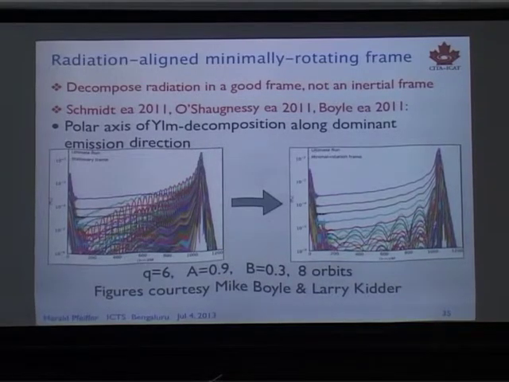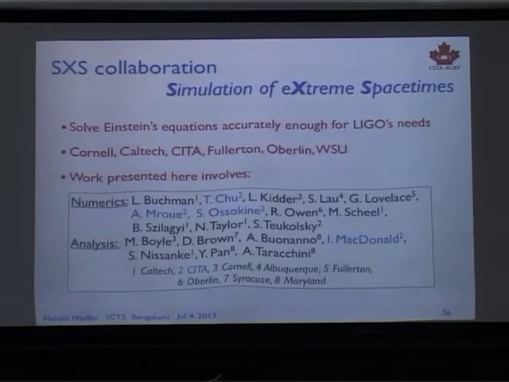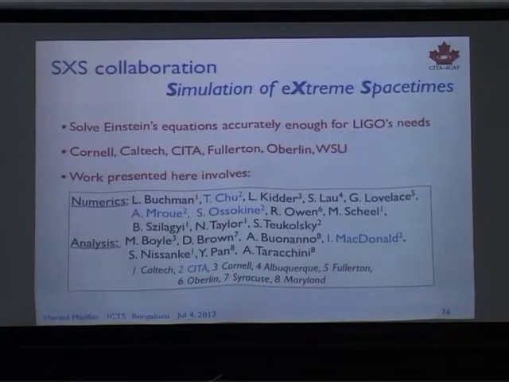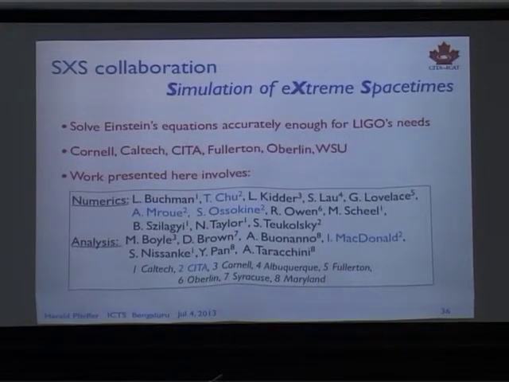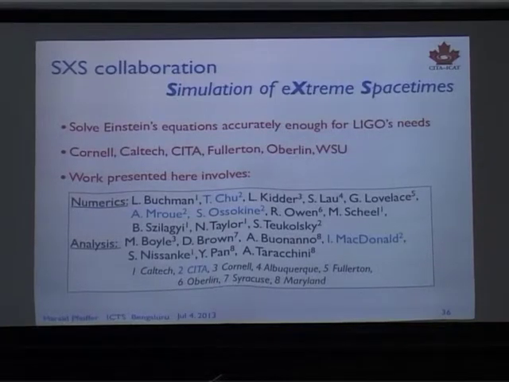Okay, so much for some generic overview, and I'm running way late, so I will have to speed up a little bit. What follows hereafter are results of my own work with my own collaboration. Our name is SXS, standing for Simulating eXtreme Spacetimes. That's a collaboration between Cornell, Caltech. It then has expanded to CITA, to Cal State Fullerton, to Oberlin College, and to WSU. And the work I'm presenting here involves quite a lot of different people, but this is not all we have in the collaboration. Our goals are to solve Einstein's equations accurately enough for LIGO's needs.